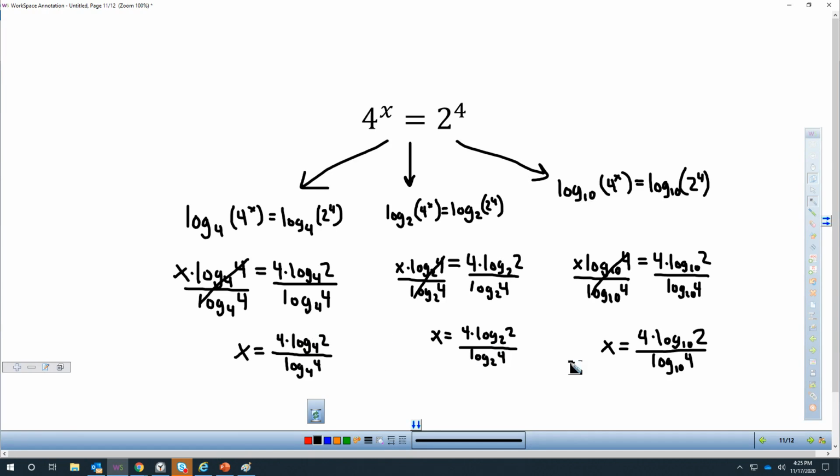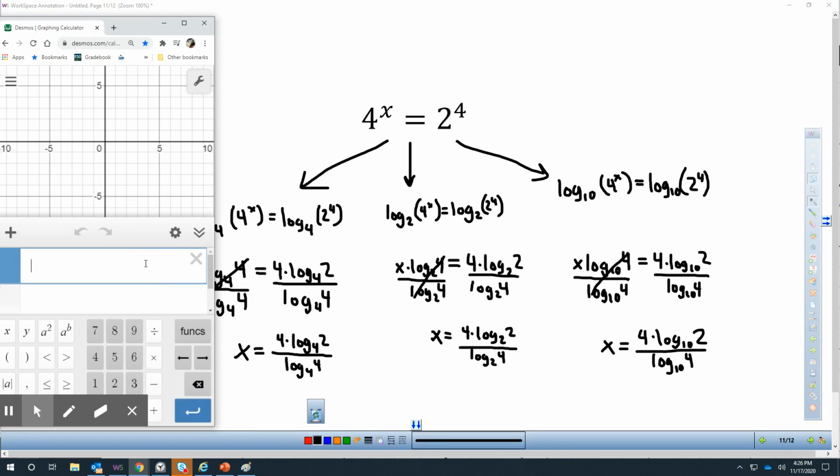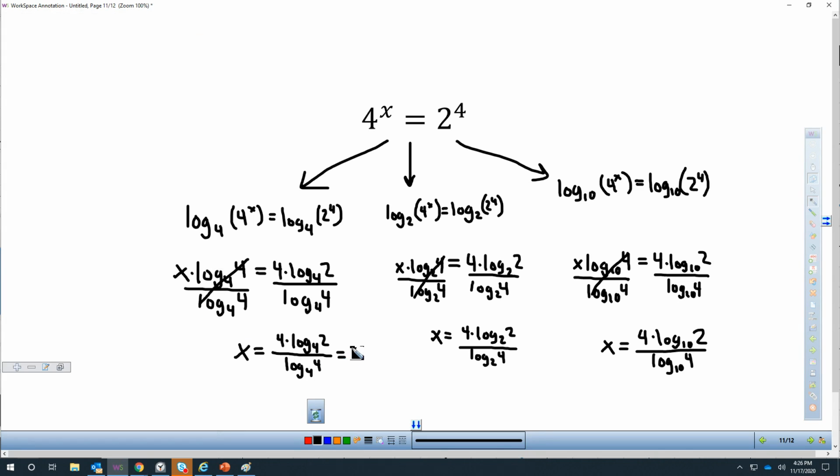So to see what these equal, I'm going to use my calculator. Okay, so here we go. The first one, we have x equals 4 times log base 4 of 2 divided by log base 4 of 4. So let's type that in. 4 times log base 4 of 2 divided by, okay, now see how that messed up my fraction. It actually doesn't matter, but if it makes you feel better, we can type 4 times up there. Then on the bottom I've got log base 4 of 4, and that tells me that the answer is 2. So this is saying that x equals 2.